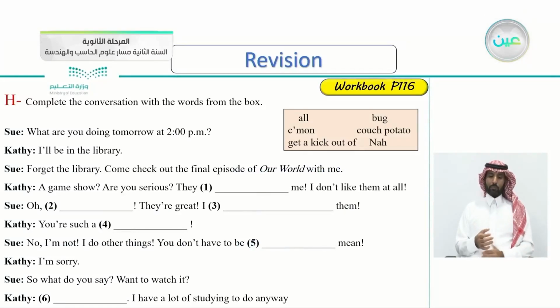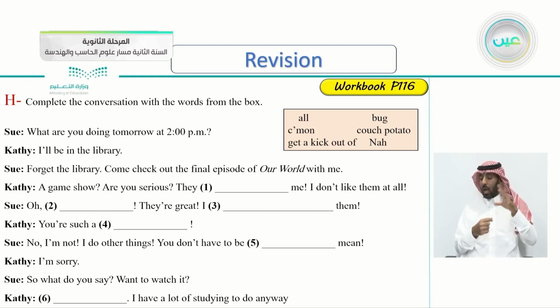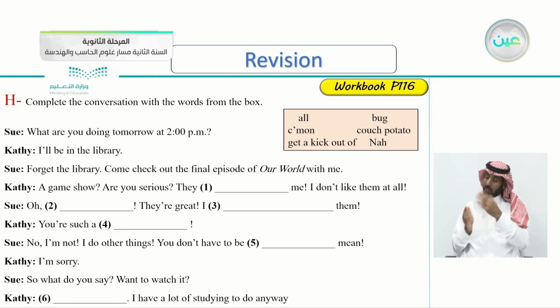The second exercise here on page 116, complete the conversation with the words from the box. We have 6 words here. All, come on, get a kick out of, bug, couch potato, and nah. So this is a conversation between Sue and Kathy. Sue, what are you doing tomorrow at 2 p.m.? Kathy, I'll be in the library. Sue, forget the library. Come check out the final episode of Our World with me.